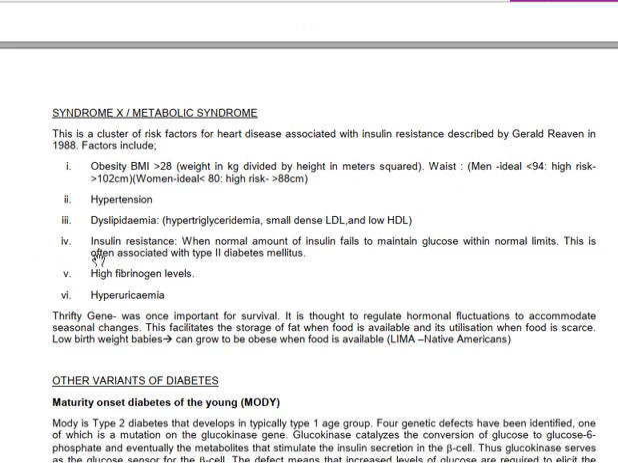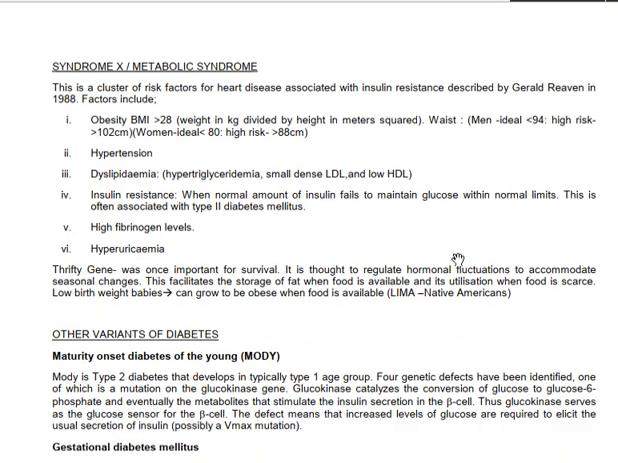You have insulin resistance, where you can have hyperglycemia, you can have type 2 diabetes. This is often associated with type 2 diabetes. Is it clear? So when a normal amount of insulin fails to maintain the glucose level, in this patient you have normal insulin that is secreted, but you have hyperglycemia.